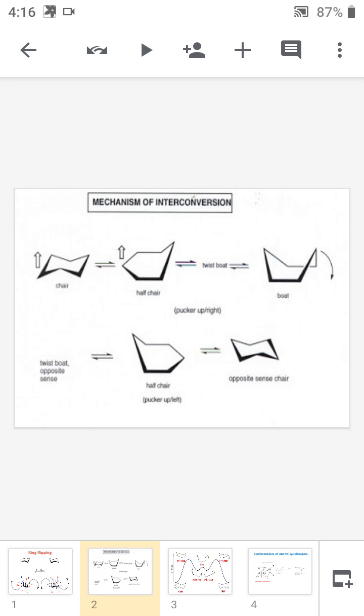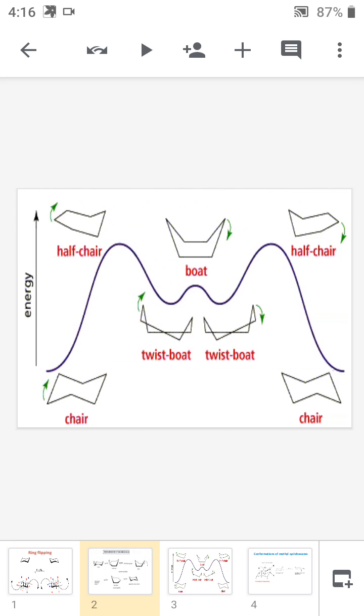Then it is again converted into the chair form, but here, in both chair forms, the positions of the carbon atoms are different. So this is the mechanism of ring flipping, and during this mechanism, the axial bond is converted into equatorial and the equatorial bond is converted into axial, and this ring flipping occurs through these conformations of the cyclohexane.